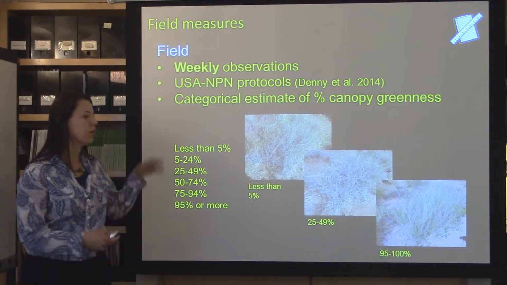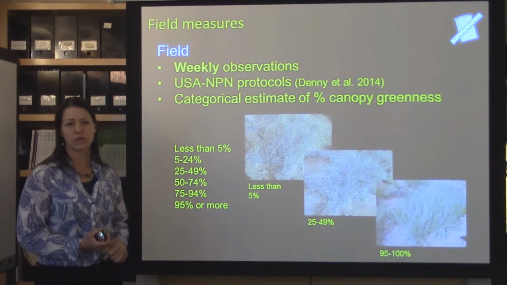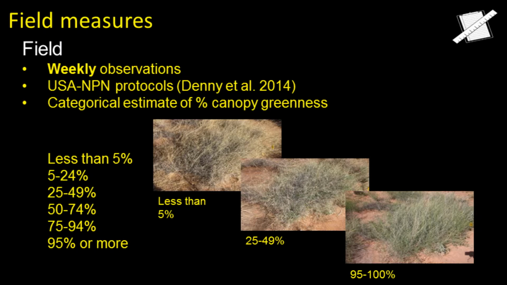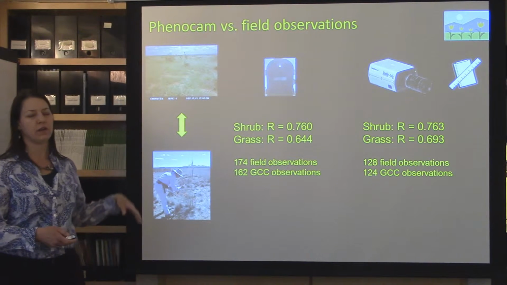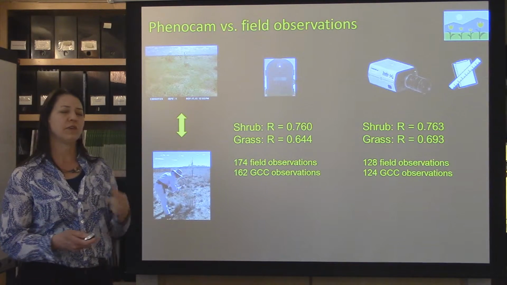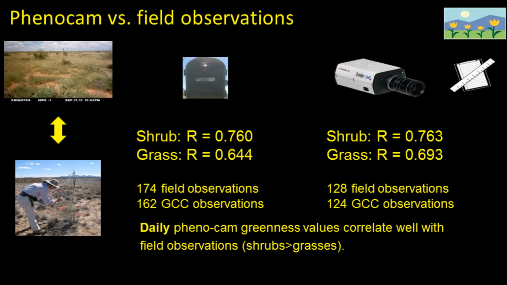We're also comparing the greenness patterns from the cameras with what we're observing in the field. So we're using standardized protocols that were developed by the National Phenology Network, and for the comparison with the phenocam, we're focusing on canopy greenness. It's a categorical estimate that's evaluated for each plant and each week. When we correlate these two values, the field estimate and what we're getting from the camera on that day for that species, we're getting positive and significant correlations between the two measures. So this provides us confidence in the data that we're seeing at a final temporal resolution of every day with the cameras. They're reasonably representing what we're seeing in the field.